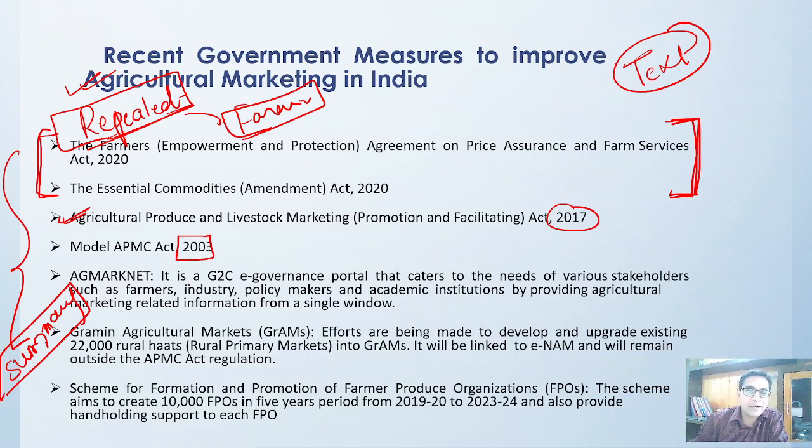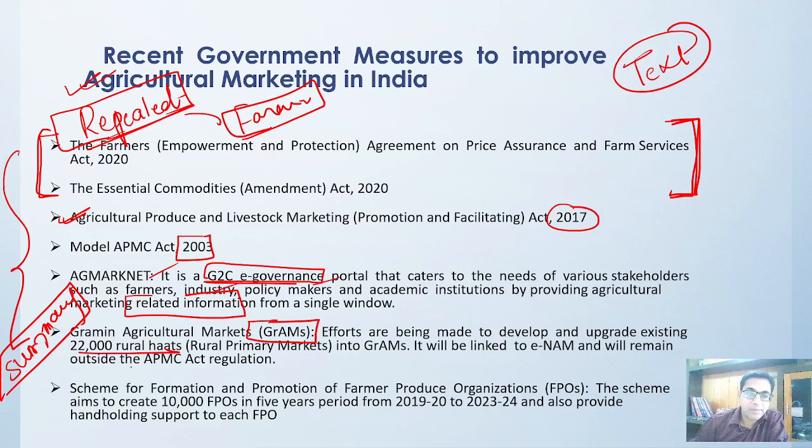Then eNAM, the Market Net, is there. It is a government to consumer e-governance portal for farmers, industry, policymakers. Okay, so they provide market related information over there. Then Grameen Agricultural Market is there for upgradation of 22,000 rural haats. Right, we have discussed the rural haats.